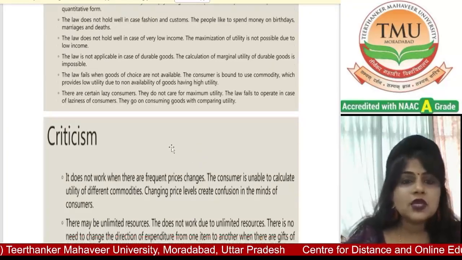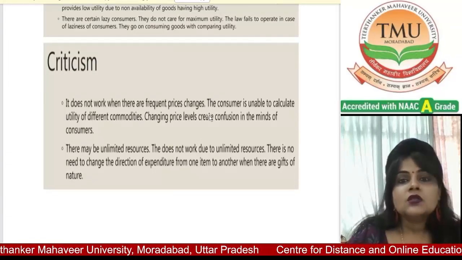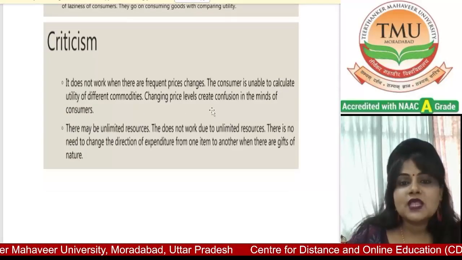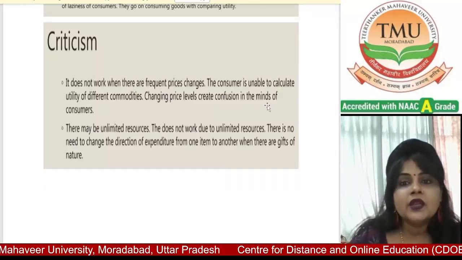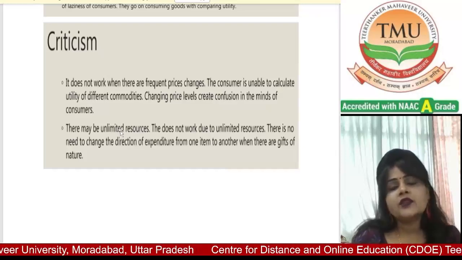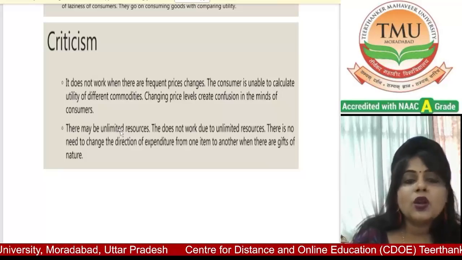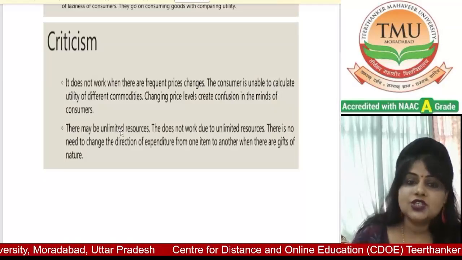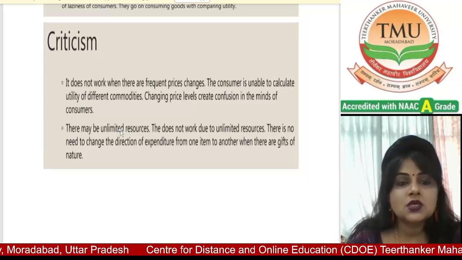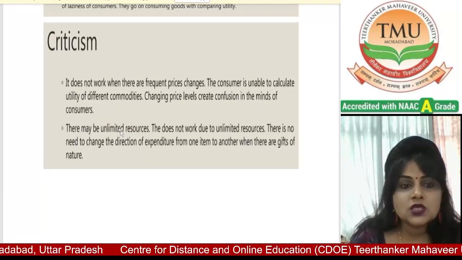So next, it does not work when there are frequent price changes. The consumer is unable to calculate utility for different commodities. Changing price levels create confusion in the mind of the consumer. It means frequent changes in the prices of different goods render the observance of the law very difficult. The consumer may not be able to make the necessary adjustment in his expenditure in constantly changing price situations. And next, there are unlimited resources.